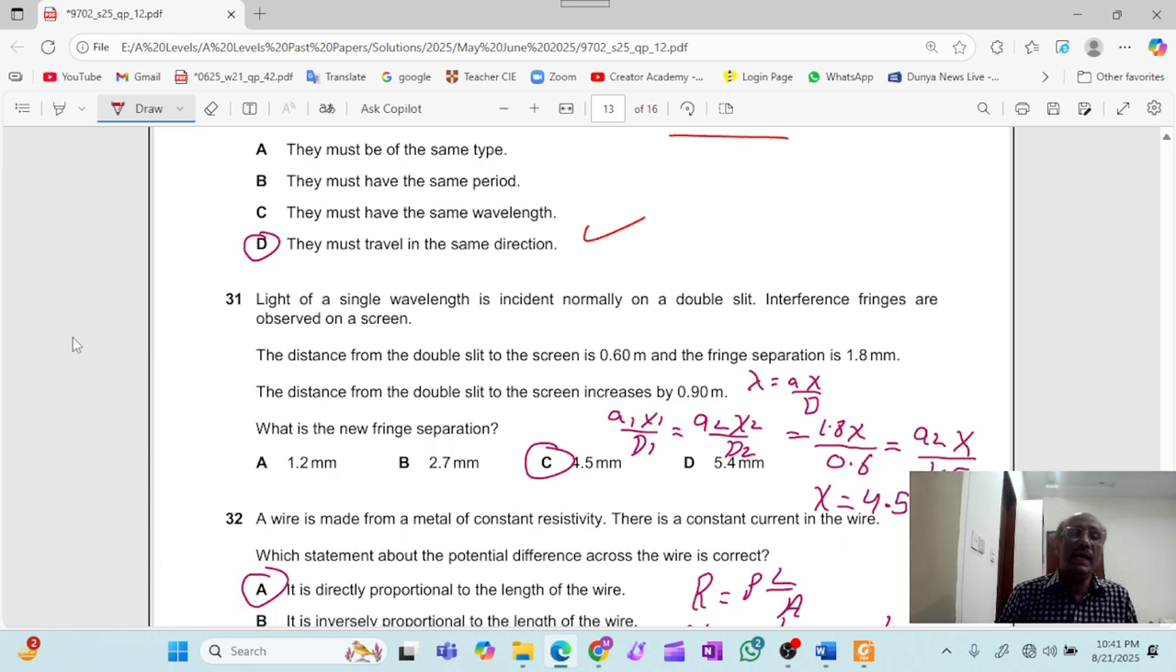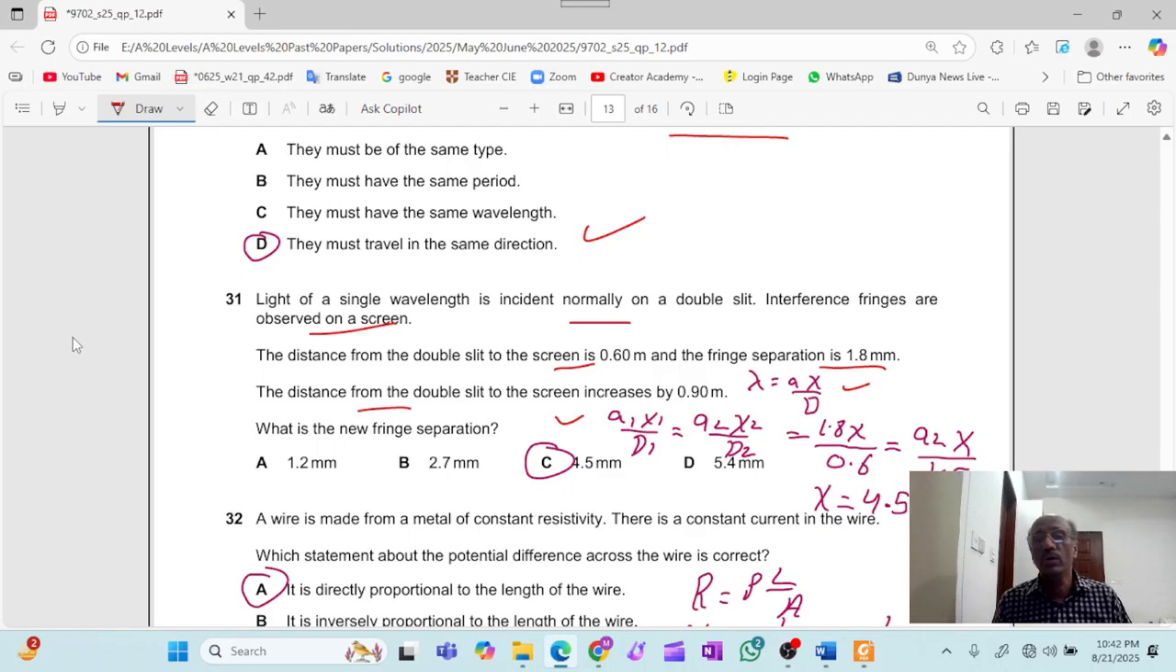the superposition of waves. Light of a single wavelength is incident normally, at 90 degrees, and fringes are observed. The screen distance is given and the separation is given. The distance from the double slit to the screen is increased to 0.90. Now we apply the formula lambda equals ax over D. The wavelength remains the same, so we compare these two: a1 x1 over D1 equals a2 x2 over D2.